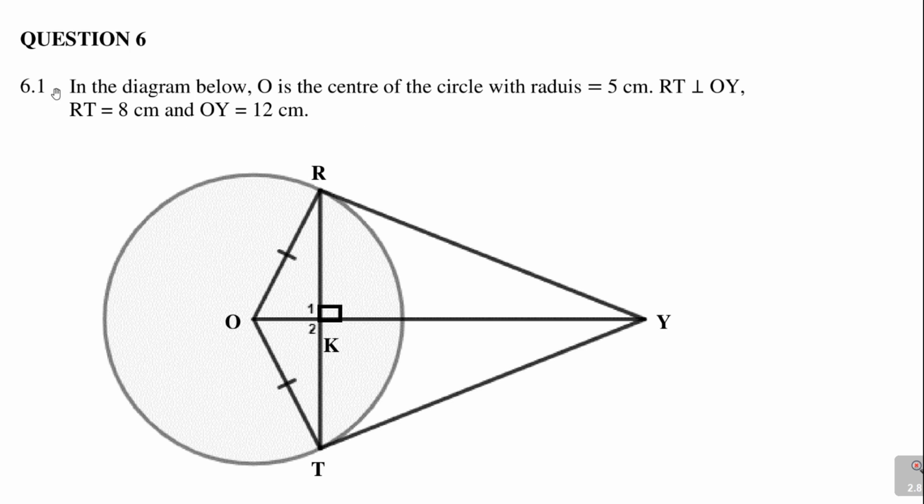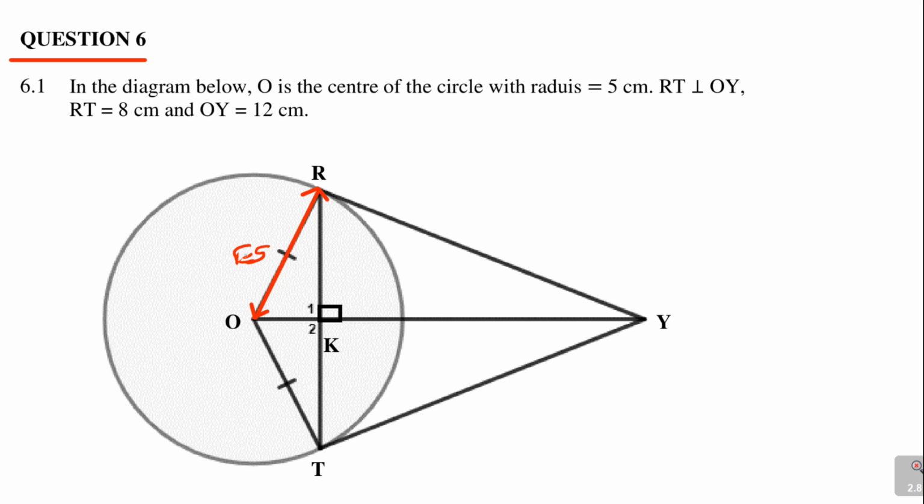Okay. Now in the diagram below, question 6. Let's do this. Question 6. In the diagram below, O is the center of the circle. You can see the O there, with the radius 5 centimeters. They didn't put it, but what is the radius? It's the distance from the center to there. That's our radius here. Are you with me? So I'm going to write that radius is 5.